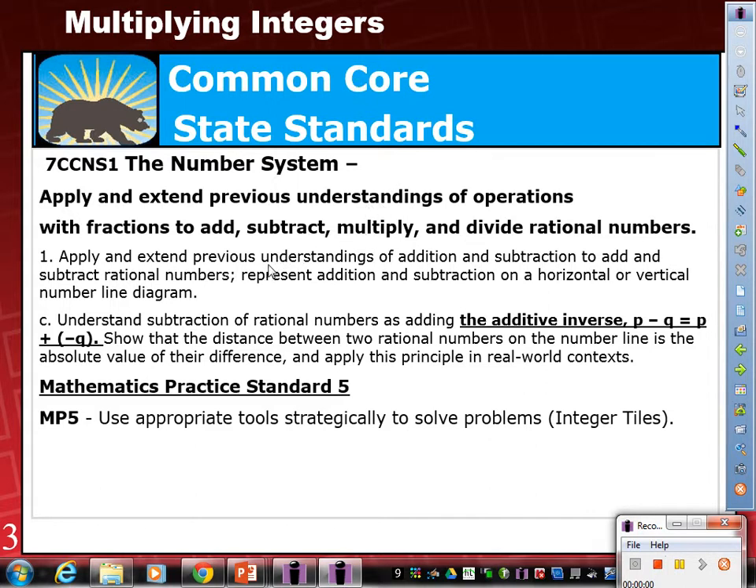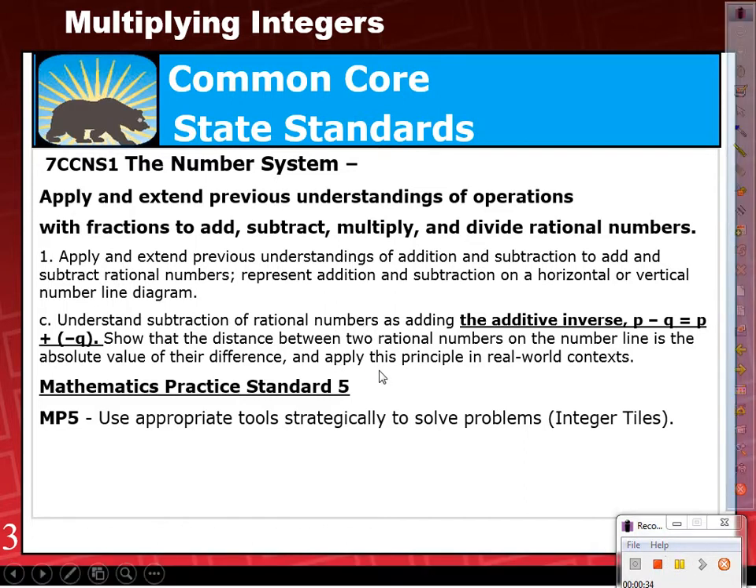Okay, our objective, our standard for today, we're still looking at the number system, and we're going to be working on multiplying integers today. We're still focused also on math practice standard number 5, which is use appropriate tools strategically. Okay? Yes, Mr. Q. All right. With that said, our objective for today: I can multiply integers.